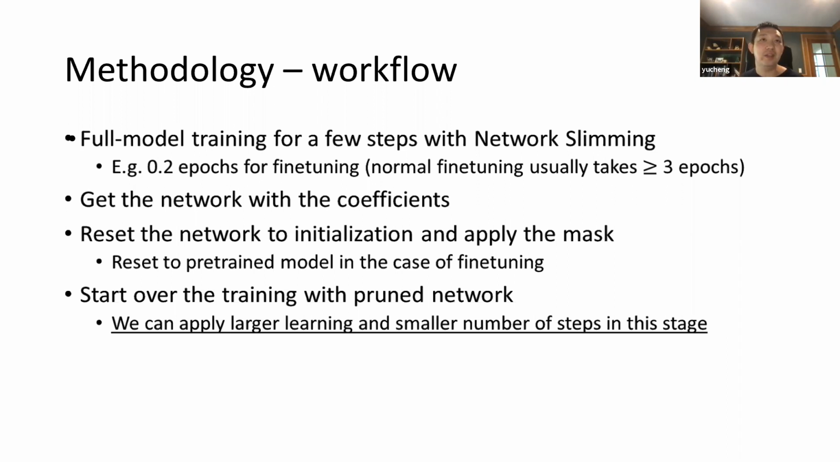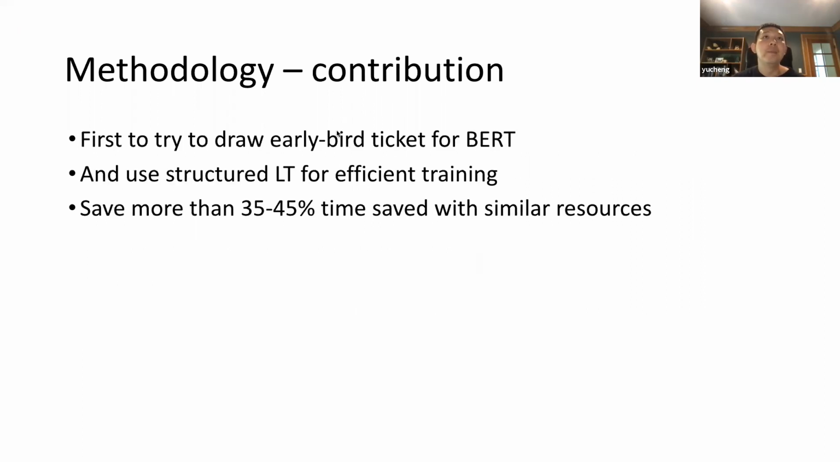So we try increasing the learning rate a little bit, both the fine-tuning learning rate and the pre-training learning rate, and we can also shorten the training epochs. Usually fine-tuning is just 3 to 4 epochs, so we also try 2 to 3 epochs for fine-tuning on this compressed network. This is the conclusion, but I will give more results later.